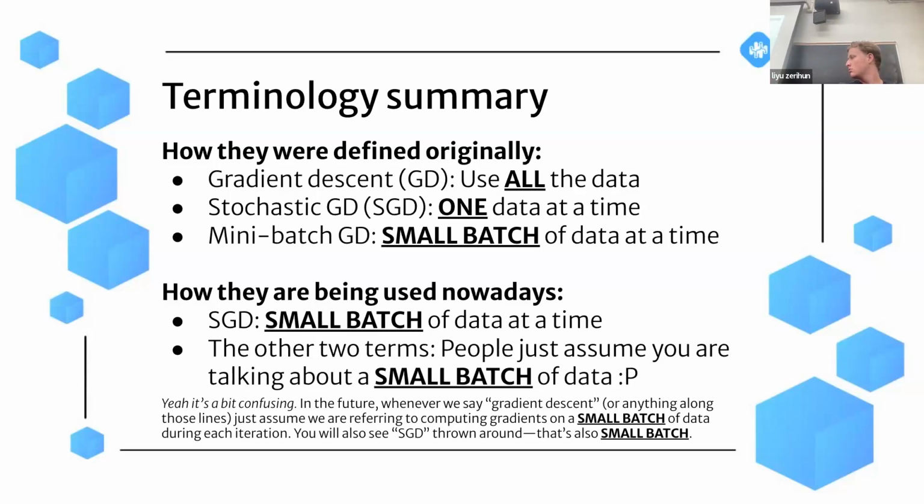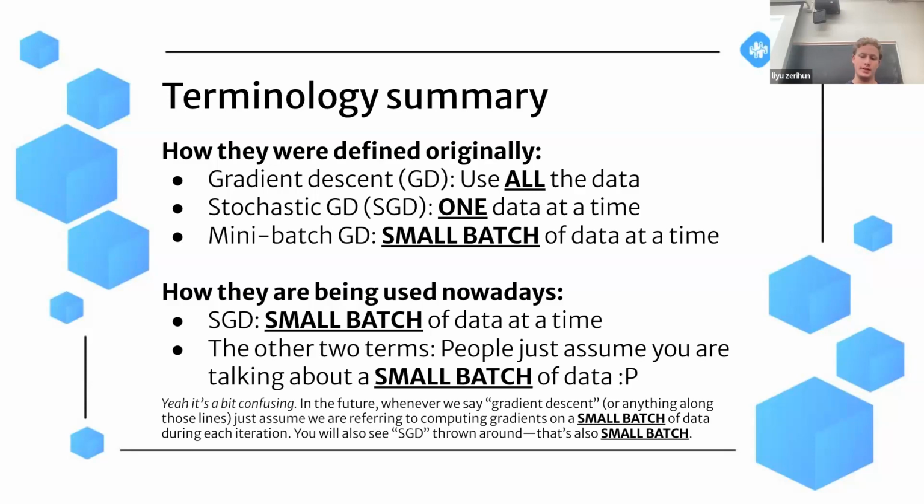So we may use the term gradient descent here and there, stochastic gradient descent here and there, SGD, you may see that abbreviated a lot. Nowadays, we're almost always referring to gradient descent on a small batch of the data, and we're doing this iteratively. Does that make sense?